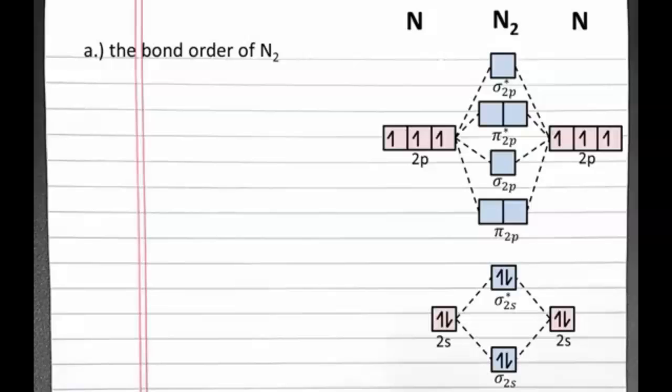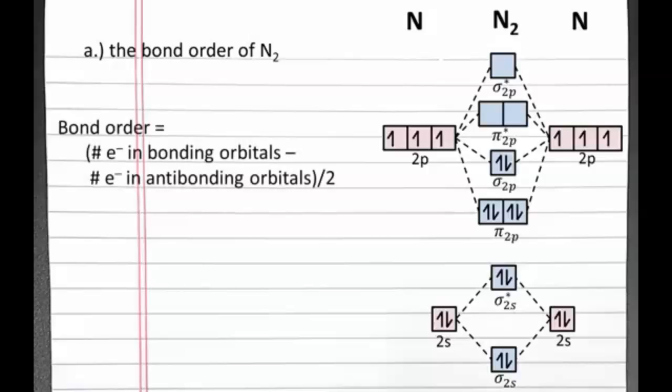Next, we'll use the 6 electrons from the 2p orbitals of both nitrogen atoms. Those 6 electrons will occupy the lowest available molecular orbitals, which are the pi 2p and sigma 2p molecular orbitals. To calculate bond order, we'll take the number of electrons in bonding orbitals, subtract the number of electrons in antibonding orbitals, and divide that quantity by 2.